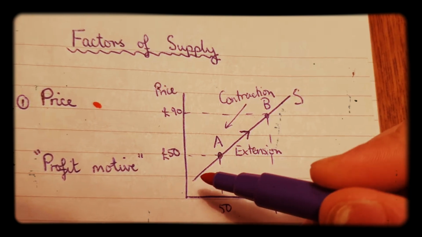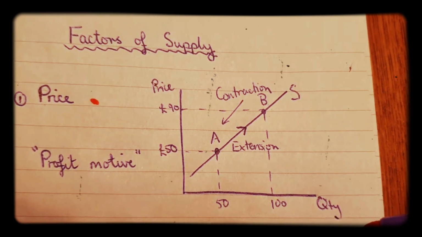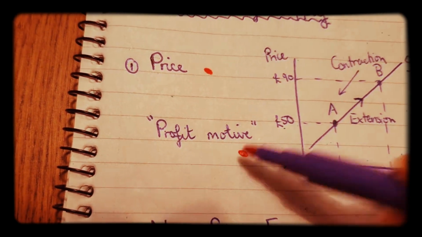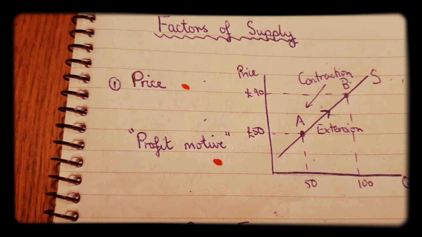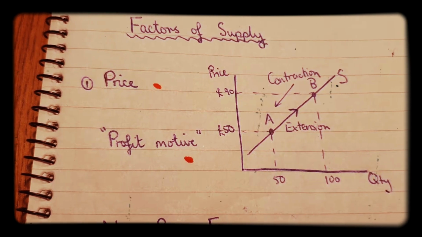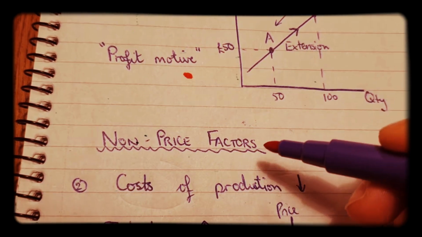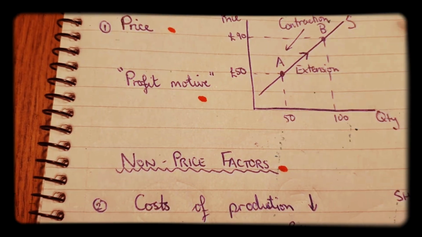So why is it that the supply curve is upward sloping? So why does, when price goes up, quantity go up? It's because of the profit motive, because when the price is higher, firms can make more money than when the price is lower, which makes sense. But there are also non-price factors of supply, so it's not just down to price.